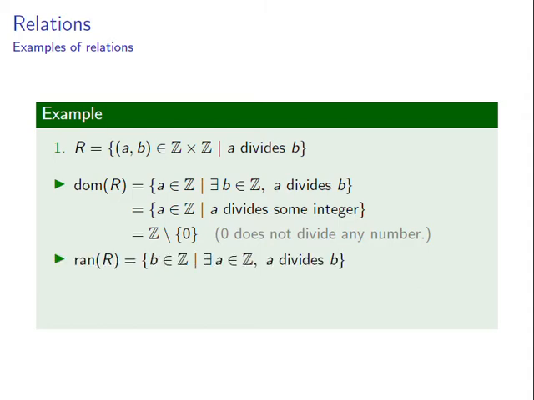The range of R is the set of all integers b with the property that for some integer a, a divides b. That is, the set of all integers b such that b has a divisor. Since 1 divides every integer, the range of R is the set of all integers.